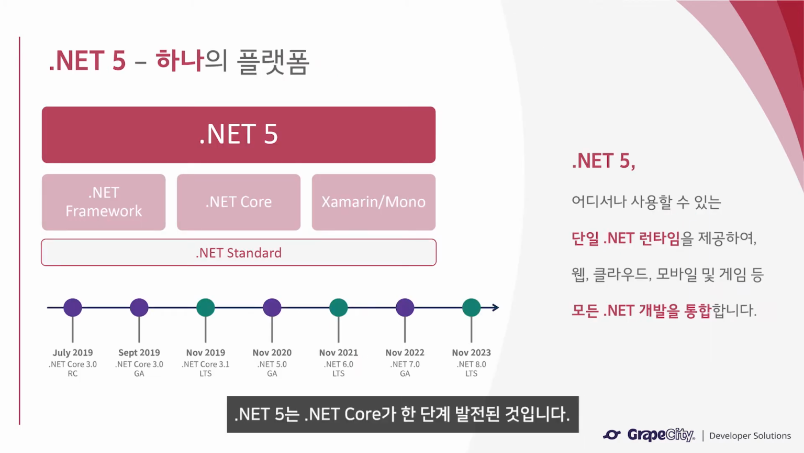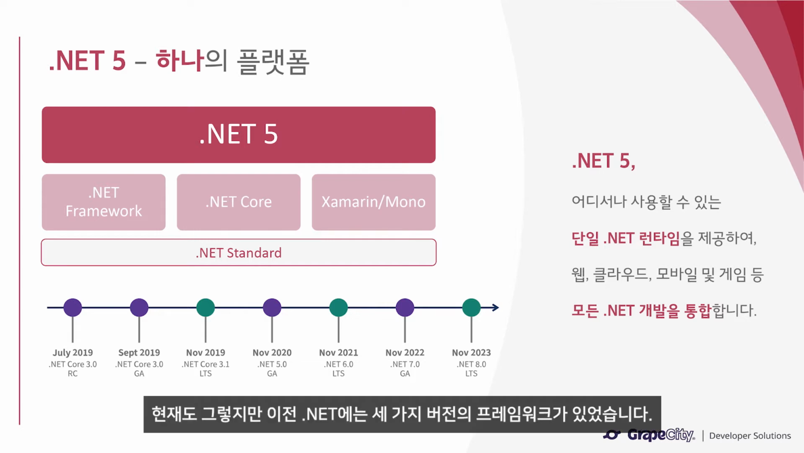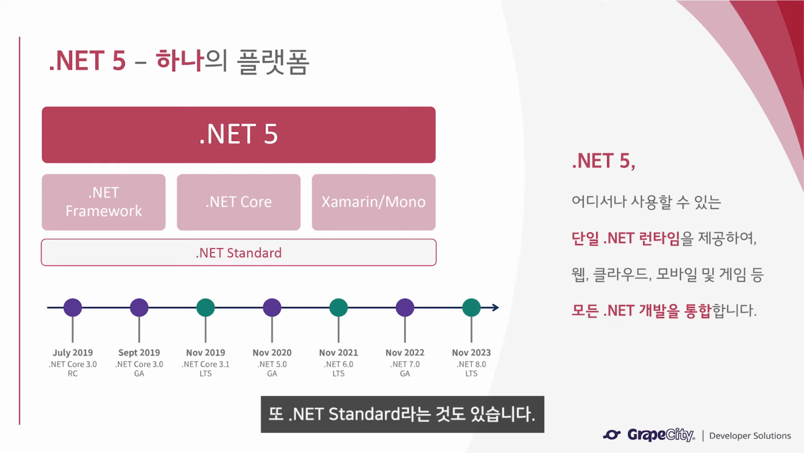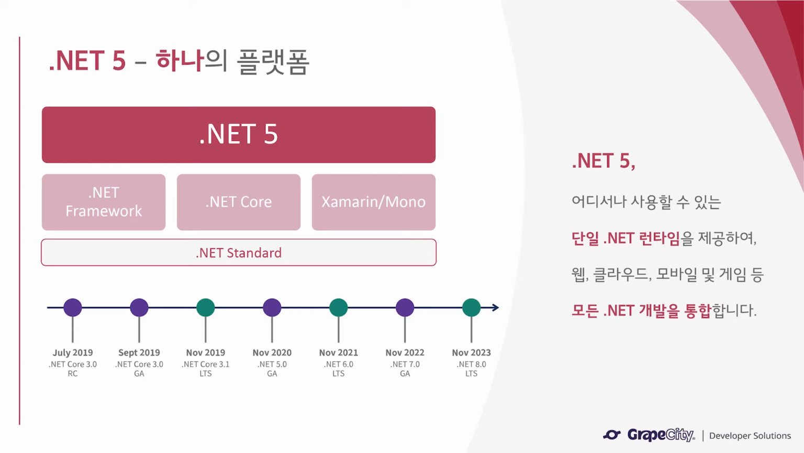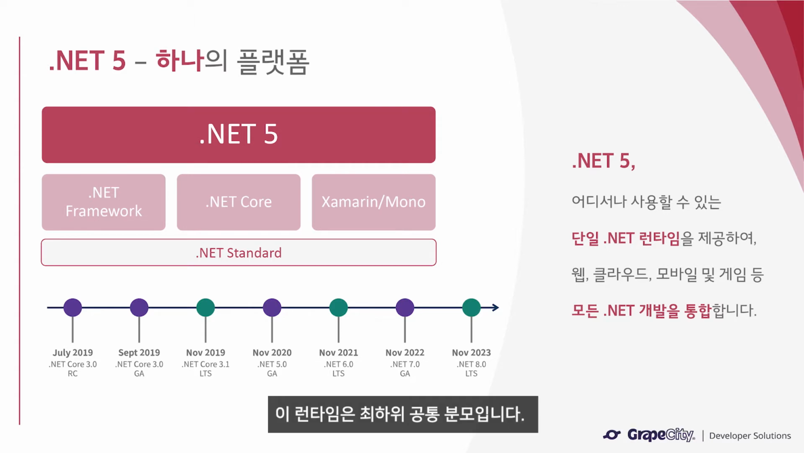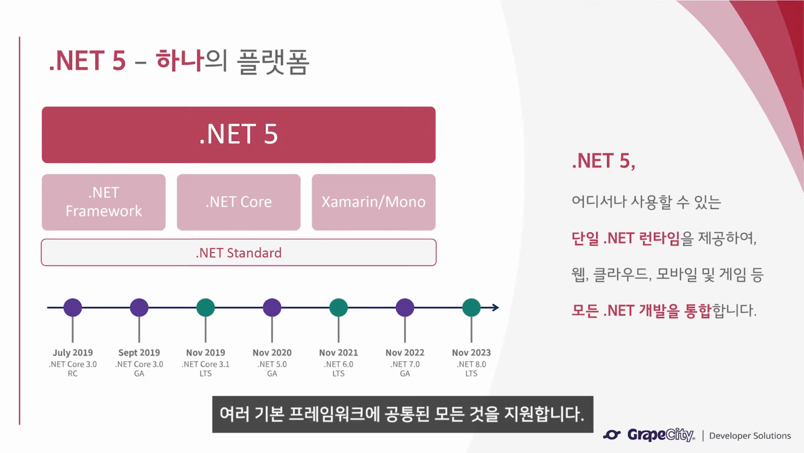.NET 5 is the next evolution of .NET Core. It follows .NET Core 3.1. They're jumping from 3.1 to 5, and you'll see why. Previously, there were three different versions or frameworks of .NET: .NET Framework, .NET Core, and the Xamarin Mono. Plus, there's this thing called .NET Standard. All of the .NET frameworks are built upon a common .NET Standard runtime. It's like the lowest common denominator. It's essentially a portable class library that supports everything that is common among the main frameworks.